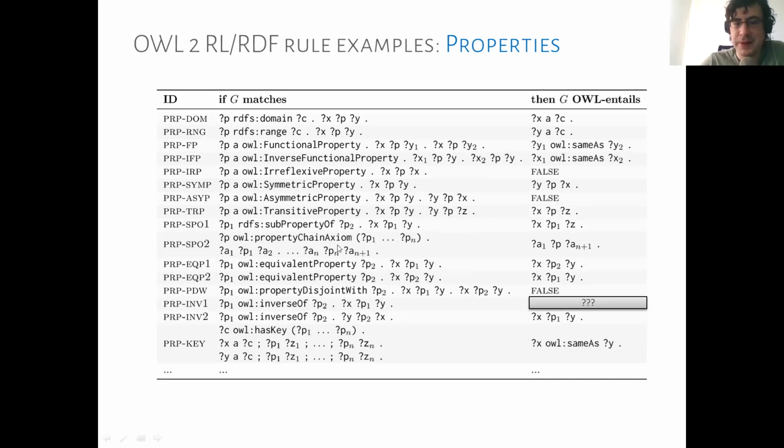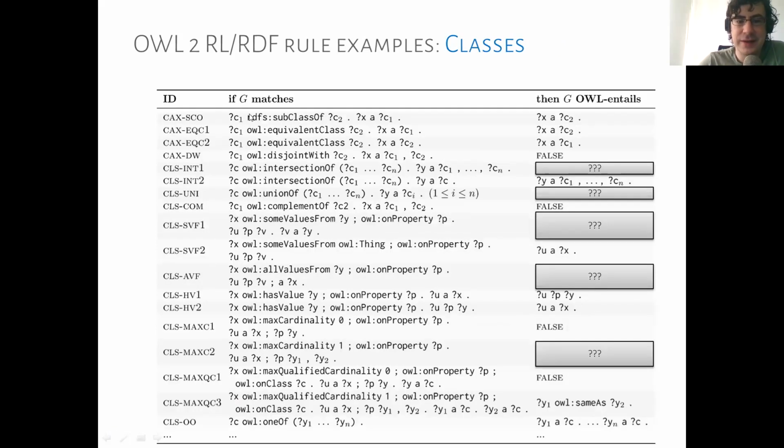We have rules for property chain axiom, for equivalent class, for disjoint property, with inverse of. To take another example, X P1 Y, we can infer Y P2 X, right? So we have two rules for inverse of and so forth. You can go through these later, but you get the idea that we have a bunch of rules for defining inferences over OWL ontologies.